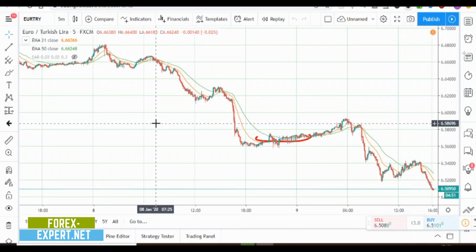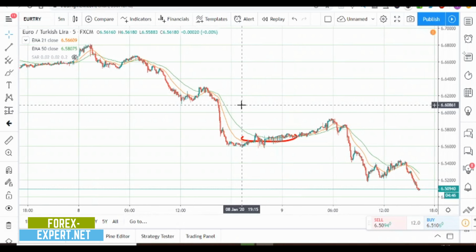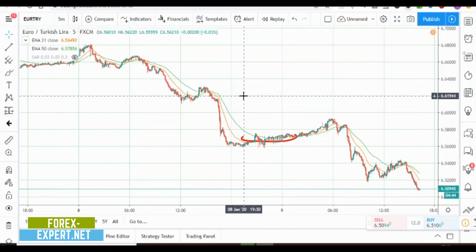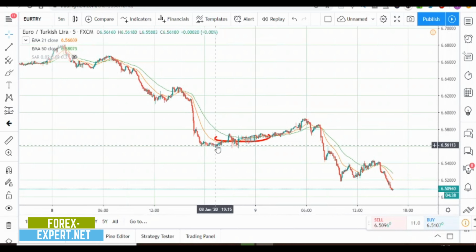Today is January the 9th, and yesterday we were watching this downtrend on the euro and Turkish lira 5-minute chart, and we were right here, and I was telling you that because the price was going to bounce on this very strong support, at least for the 5-minute chart, I was going to open a long position, so buy.